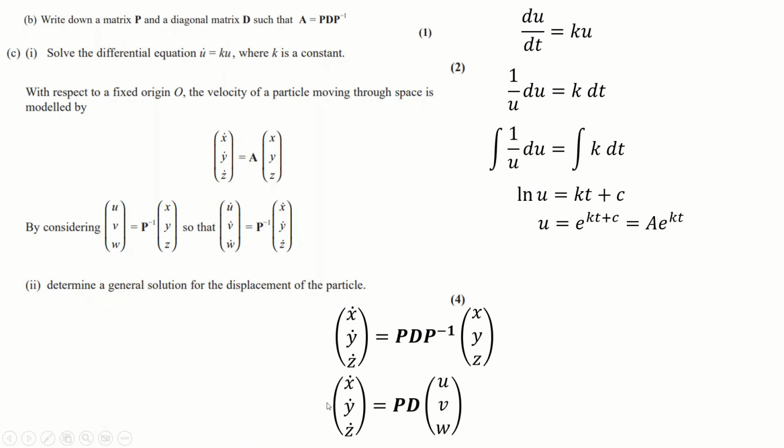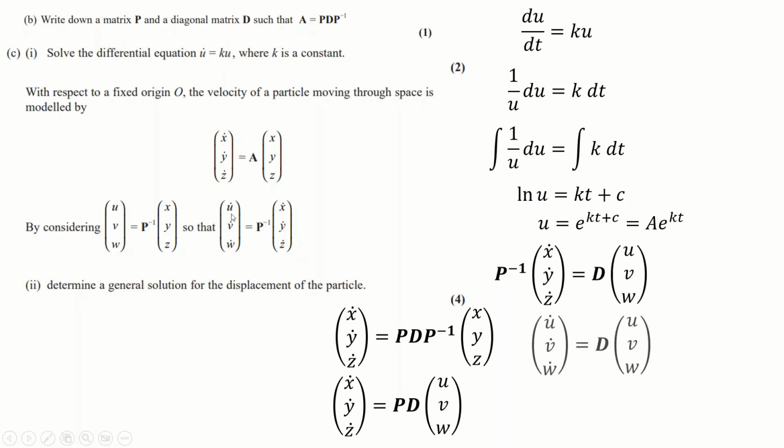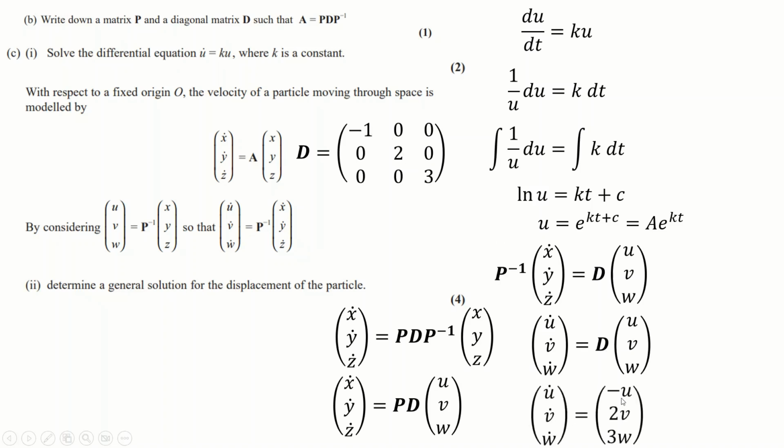Now, if I front multiply both of those by P inverse, I'll get this, because P inverse P just cancels. But P inverse x dot y dot z dot, they've asked me to write as this, so I can do that. The diagonal matrix is just the diagonal matrix we found earlier, which is this. And when you multiply that by a vector like this, you're just going to get minus u, 2v and 3w. And that's all great because now we've got u dot equals minus u, v dot equals 2v, w dot equals 3w, and this is where they just told us how to solve that.